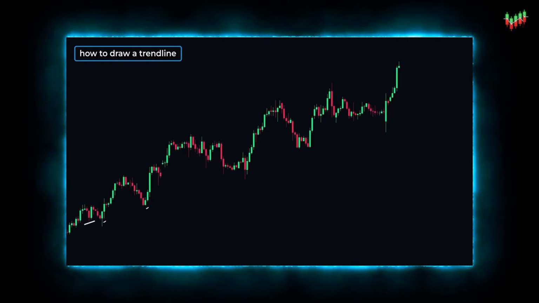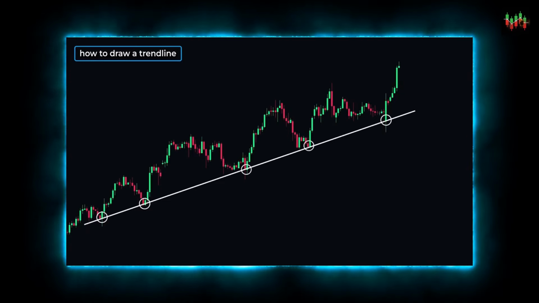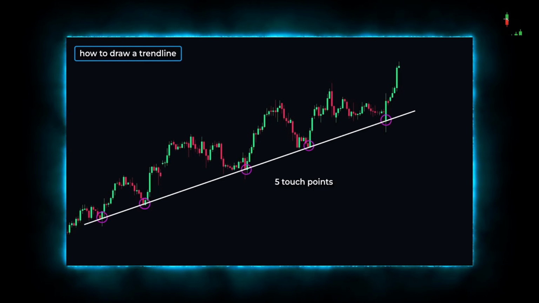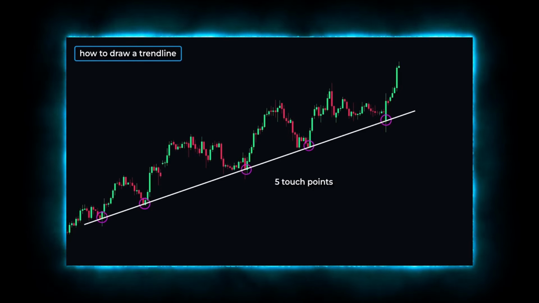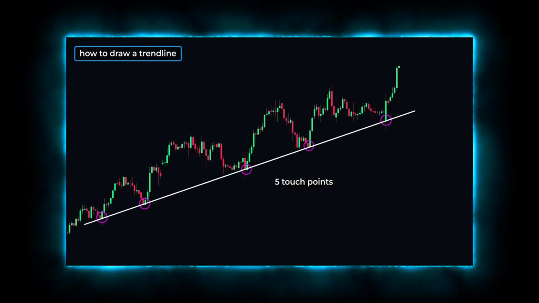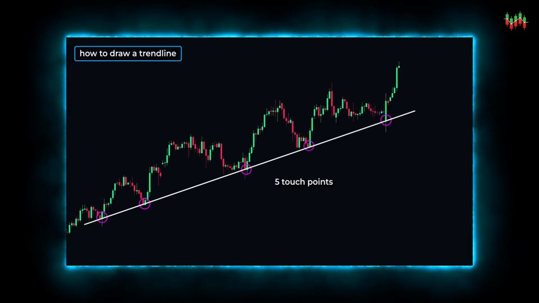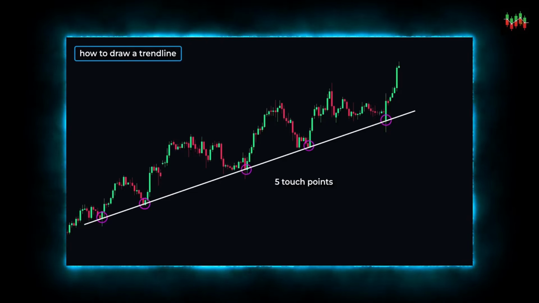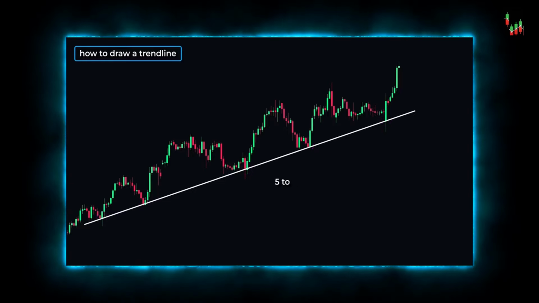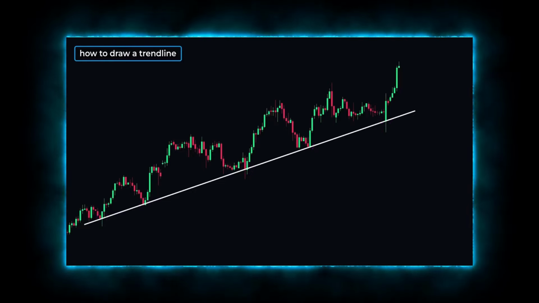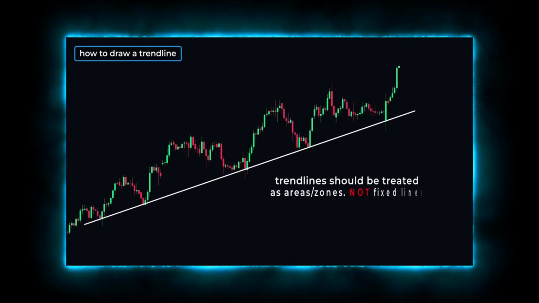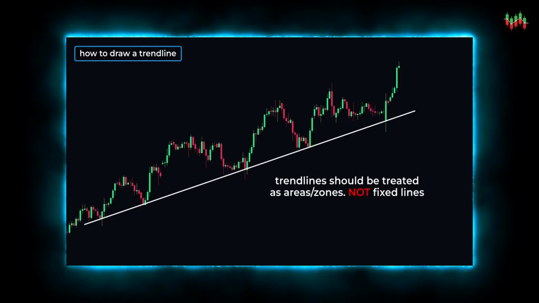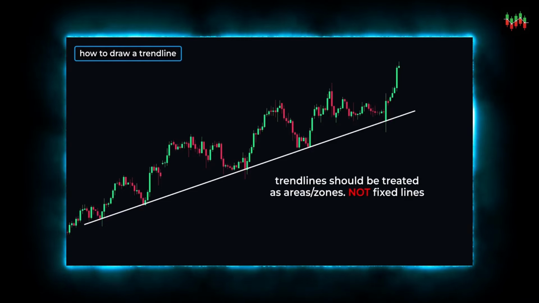However, if we draw it touching the candle bodies, we get a total of 5 touch points. So for this specific chart, since the goal is to get as many touch points as possible, we'll draw it touching the bodies. Now, an important thing to keep in mind is that trend lines should be treated like areas or zones instead of fixed lines.